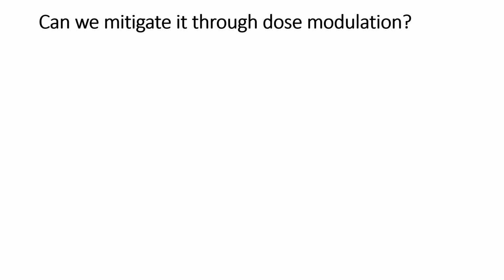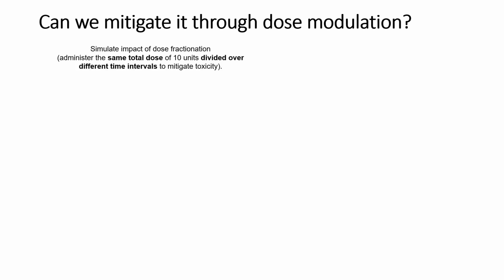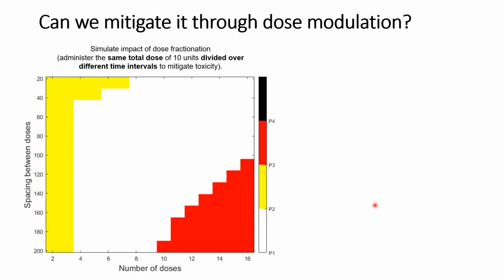Well, so can we do something about it? Can we maybe mitigate it through dose modulation? The way that we tested this, we wanted to simulate the impact of dose fractionation. That is, we fix the dose, and then we divide it over different time intervals to simulate mitigation of toxicity, or in this case, whether we will or will not get a cytokine storm. So, okay, let's look at this.